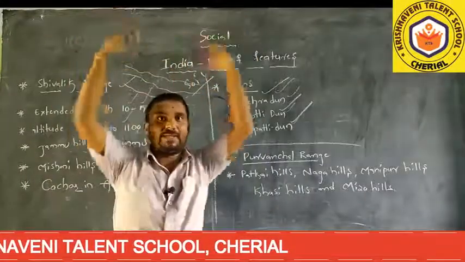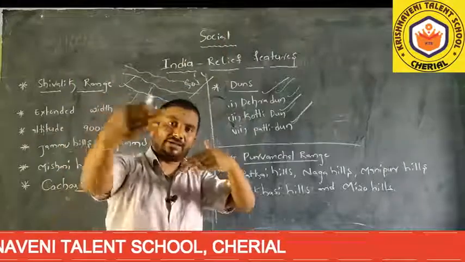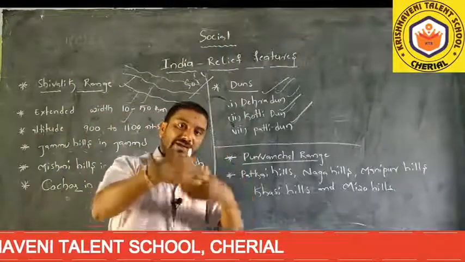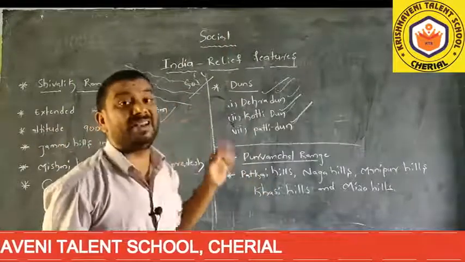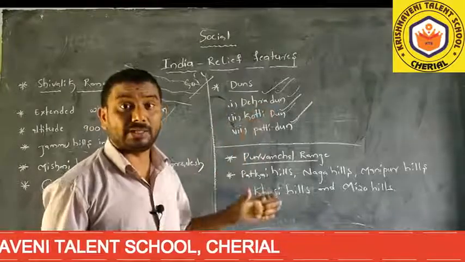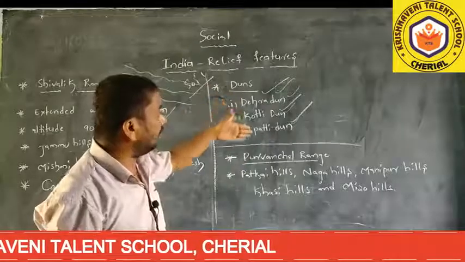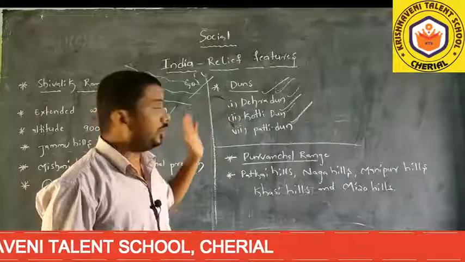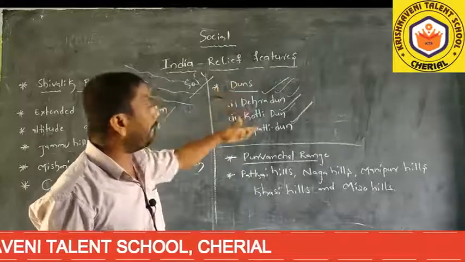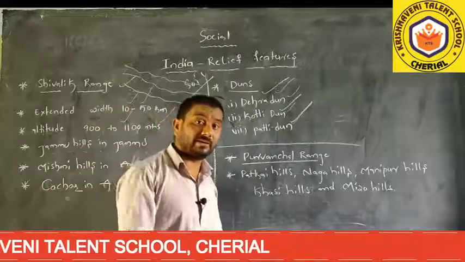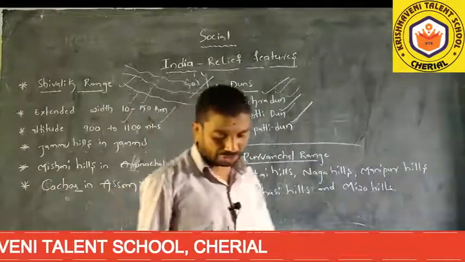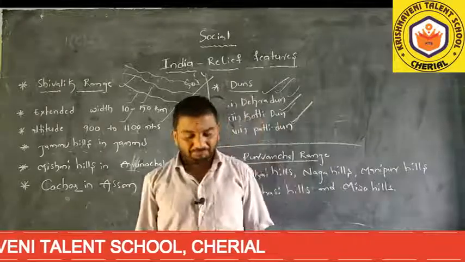First is Himadri, then Himachal, then Shivalik. Between Himachal and Shivalik, many dunes are there. There are very important prominent dunes. What are the prominent dunes? Dehradun, Kotli Dune, Patli Dune. These dunes are very, very important. A 1 mark question also. Right.